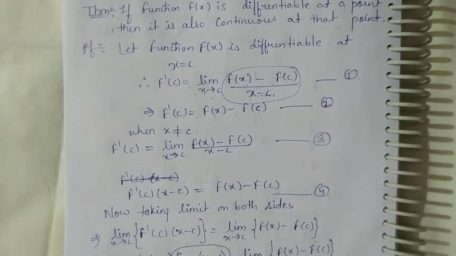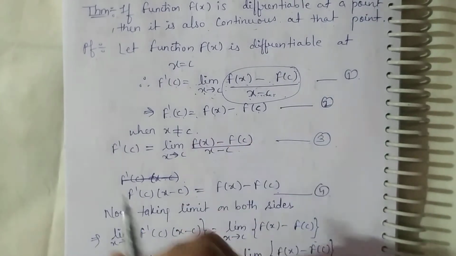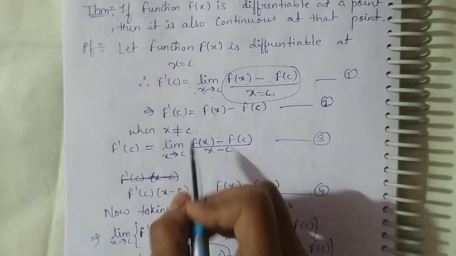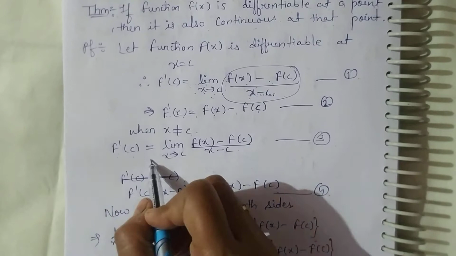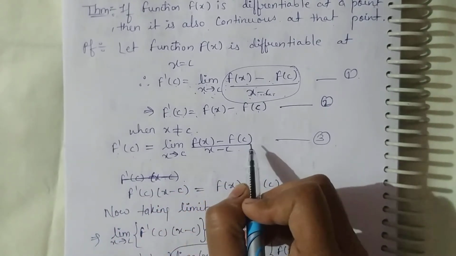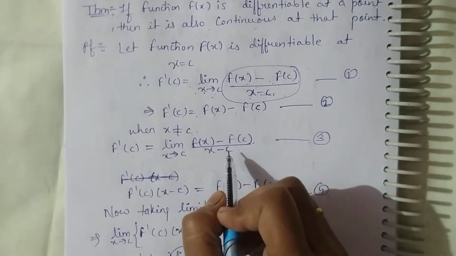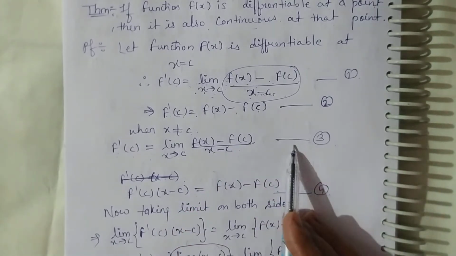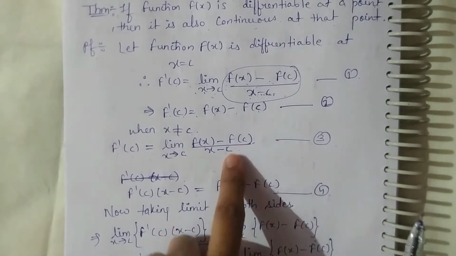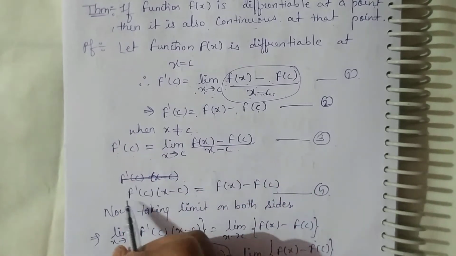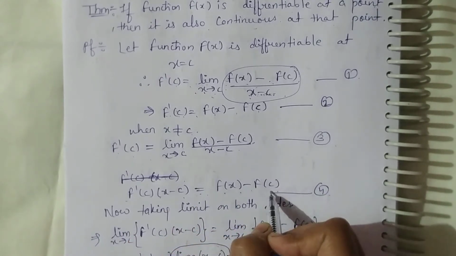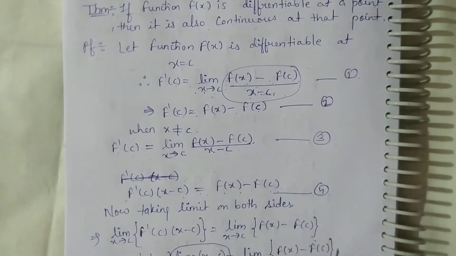Now let's come to when x is not equal to c. When x is not equal to c, f dash of c is equal to limit x tends to c of f of x minus f of c upon x minus c. Take this as equation 3. Now this whole term is multiplied by x minus c: f dash of c times x minus c is equal to f of x minus f of c. Take this as equation 4.